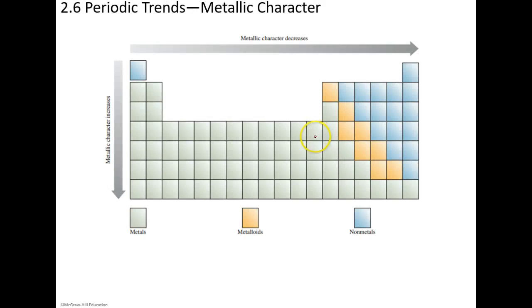Okay, metallic character. We talked about this line in chapter 1, right? Things to the left are more metallic, things to the right are less metallic. So you don't really even need this. You kind of know as you go to the left, it becomes more metallic. I think these arrows are confusing. It's saying as you go to the right, you get less metallic, which is true. These are the nonmetals. These are the metals. And as you go down, you increase. Basically, francium is the most metallic atom.